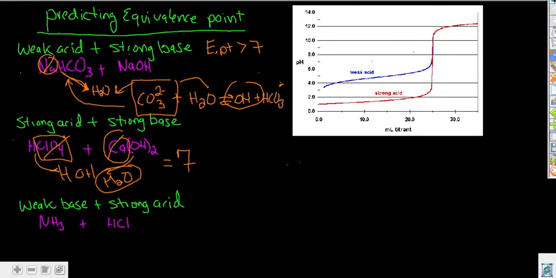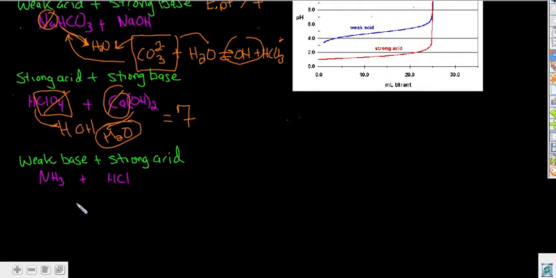All right, so then we've got one more thing that we're going to look at real quick: what if we had a weak base and a strong acid? And you can imagine what's going to happen. This weak base right here is going to end up taking one of the hydrogens from here. This is going to completely dissociate. The chlorine is going to do nothing.